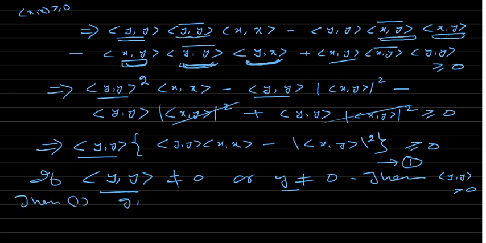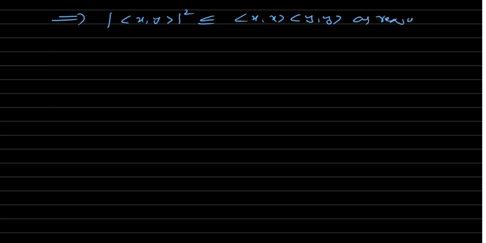सो देन 1 गिव्स दिस इनर प्रोडक्ट एक्स एक्स, वाई वाई माइनस मॉड ऑफ इनर प्रोडक्ट ऑफ एक्स वाई होल स्क्वायर इज ग्रेटर दैन इक्वल टू 0. So this implies mod of inner product of xy square is less or equal to inner product xx and inner product yy. So which is the required Schwarz inequality. As required in this case, okay?